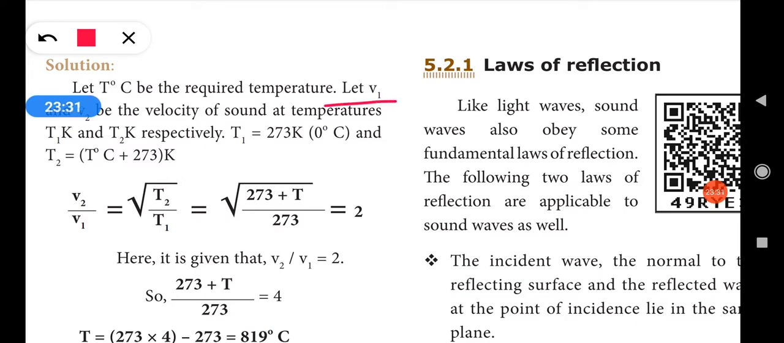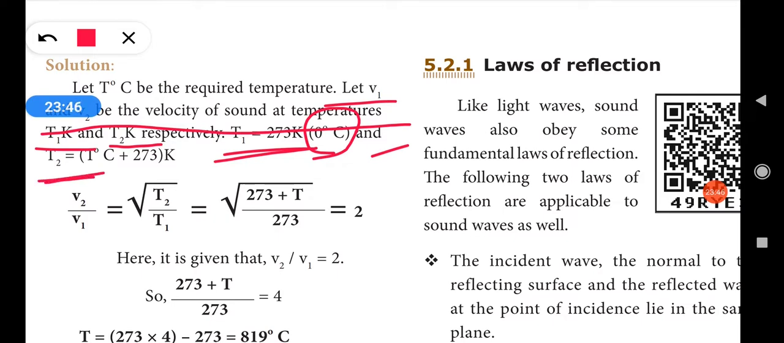See, let V1 and V2 be the velocity of the sound at temperatures T1 Kelvin and T2 Kelvin respectively. We know T1, the first temperature, is 0 degree Celsius, and T2 we don't know, right? So what is T2? That is T degree Celsius. T2 is T degree Celsius, and that is what we are going to calculate.